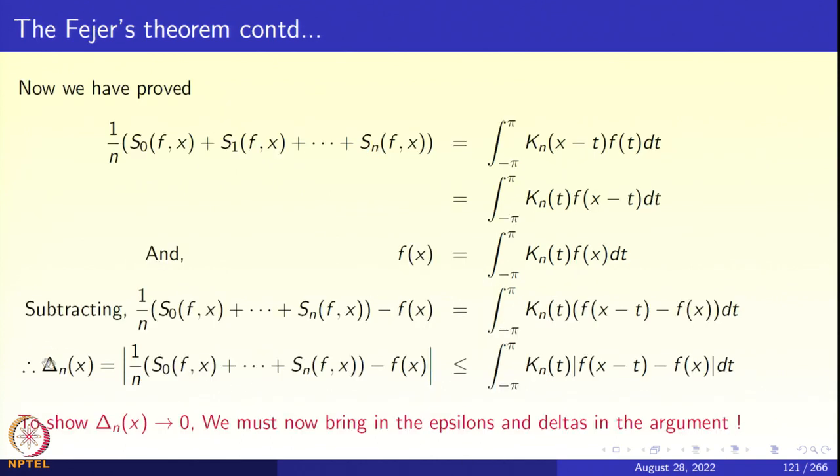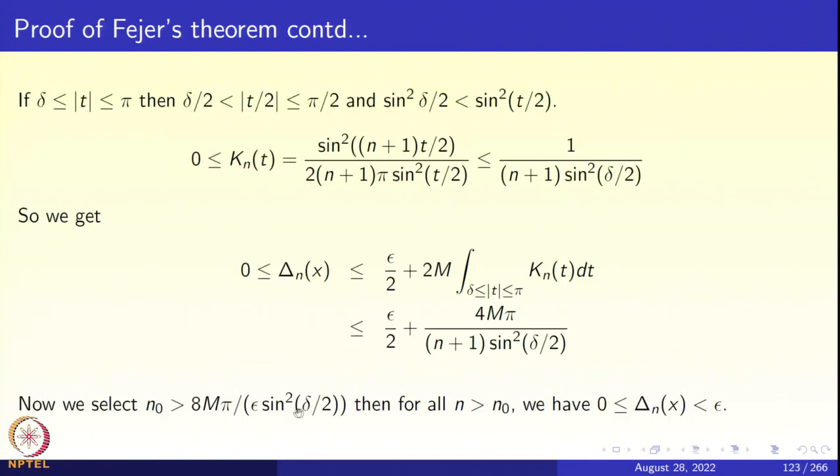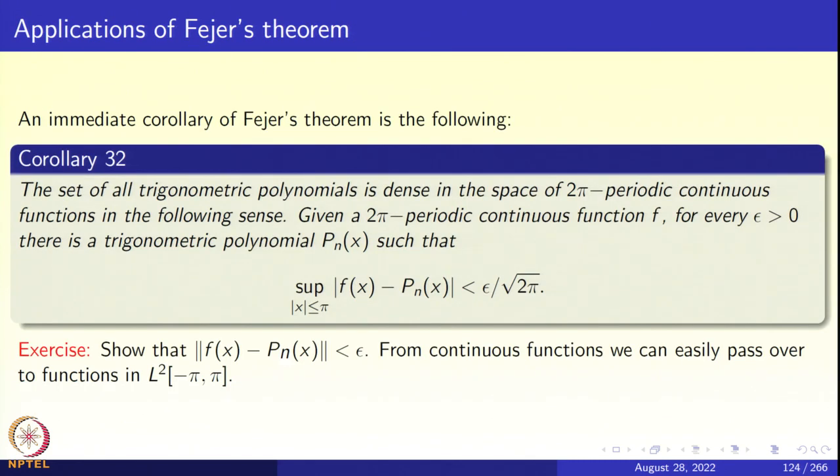So this difference delta n, the averages minus f of x in absolute value, is less than epsilon for all n bigger than or equal to n naught. The n naught depends on what? The n naught depends on epsilon and delta. Delta depends on epsilon, and so n naught depends only on epsilon. It is independent of x, so the convergence is uniform. And so we have established Fejer's theorem.